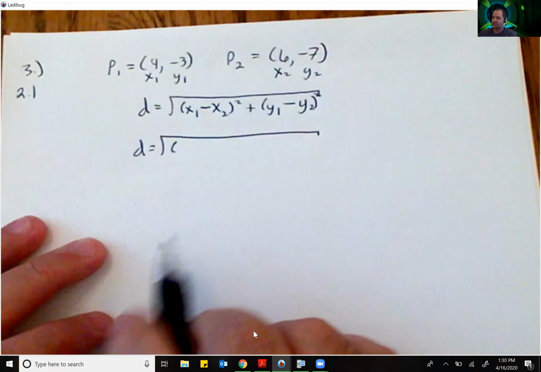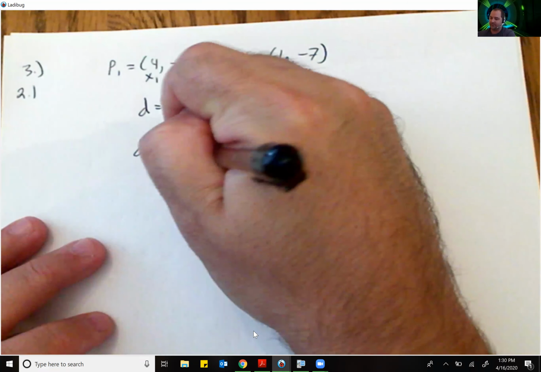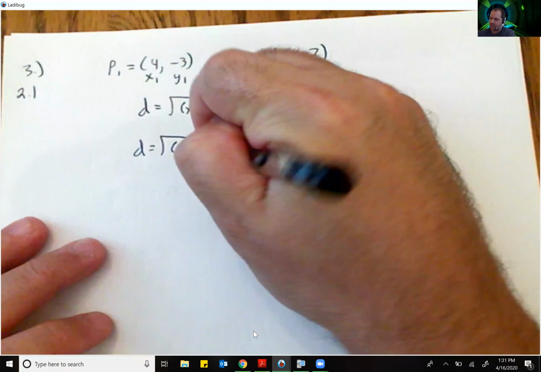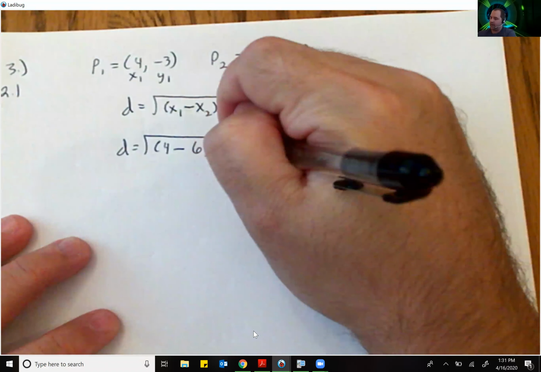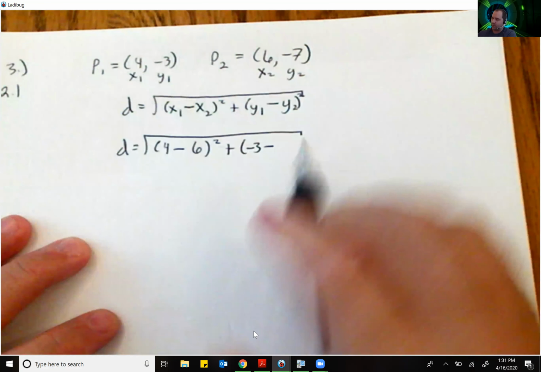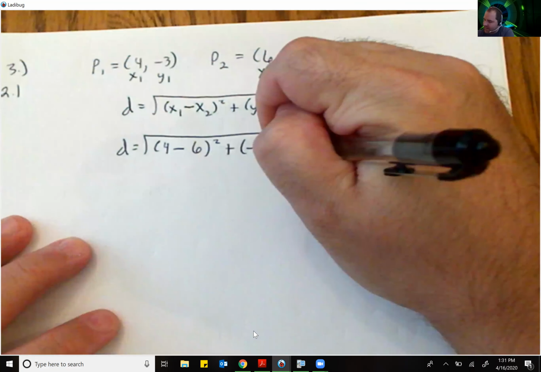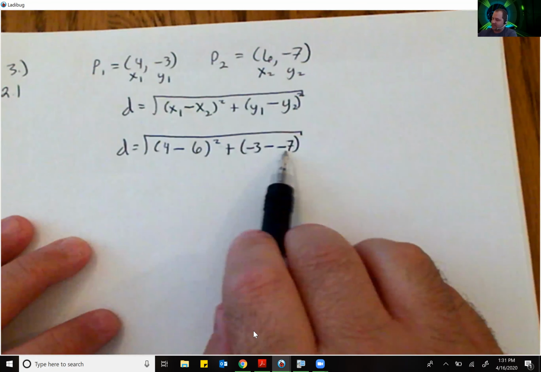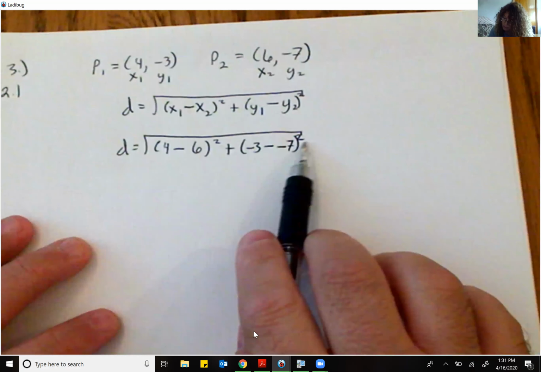So x1 is 4. Minus, because that's coming from the formula, x2 is 6. And I'm going to square that. Plus, our y1 is negative 3. Minus, because it's coming from the formula, our y2 is negative 7. You need to show the negative 7. This minus is because of the formula. This negative is because of the number. You need both of them. And then it's squared.